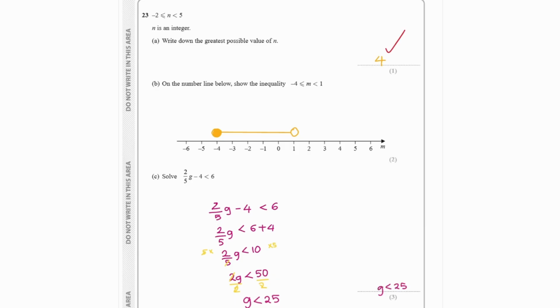So for part A, we would get 1 mark for writing 4. For part B, we would get 1 mark for doing a closed circle on -4 and an open circle on 1 and correctly joining them together. For part C, we would get 1 mark for adding 4 onto both sides. We would get a second mark for multiplying by 5 and then dividing by 2, and a final mark for getting a correct final answer of g is less than 25.